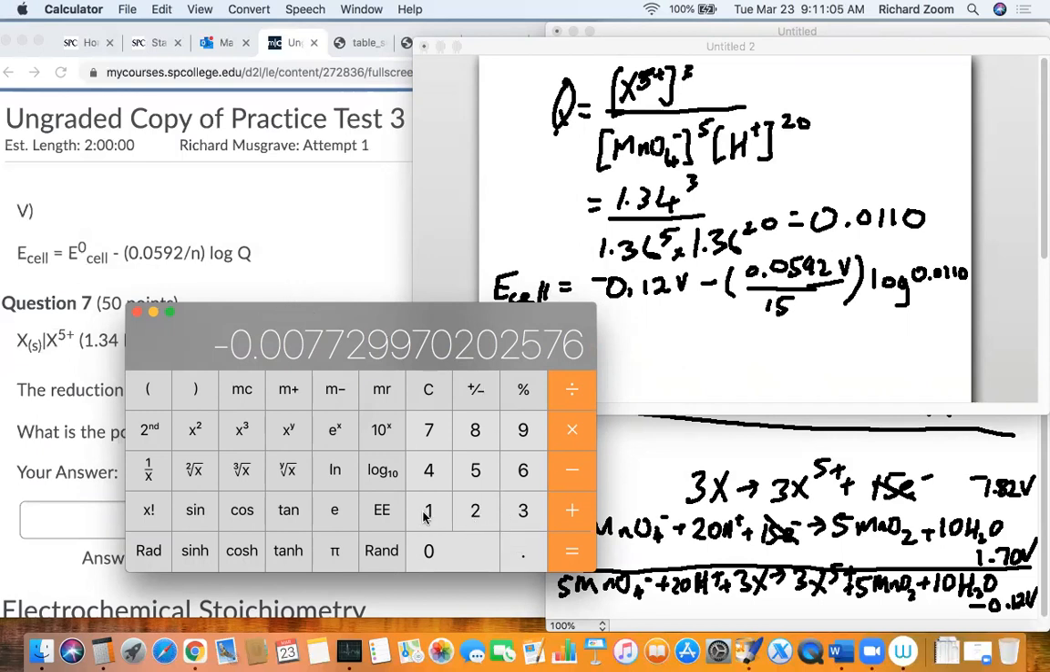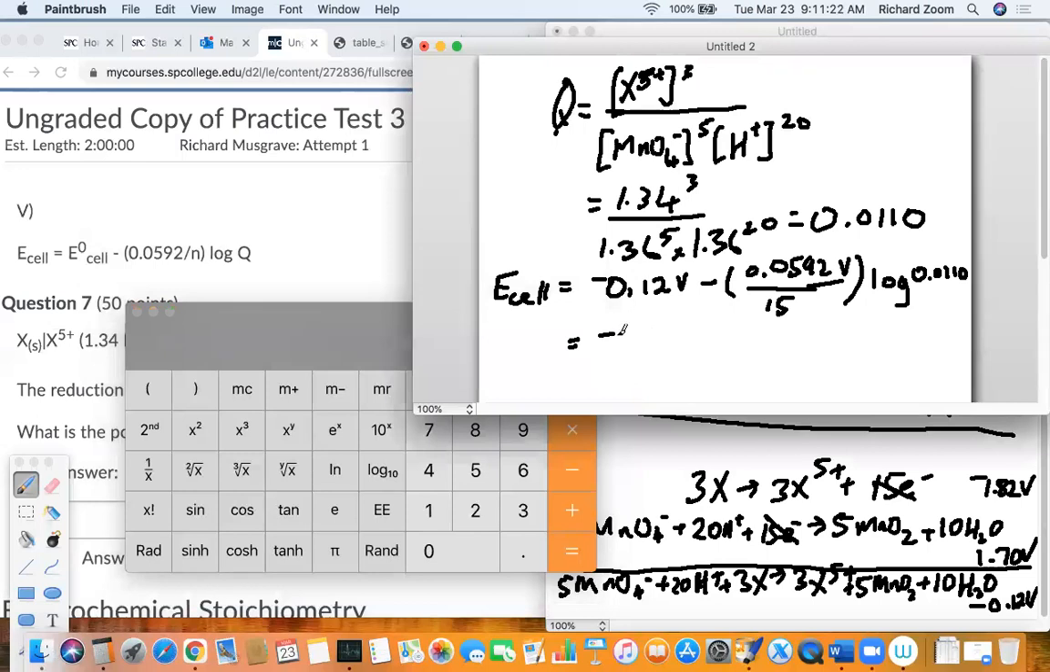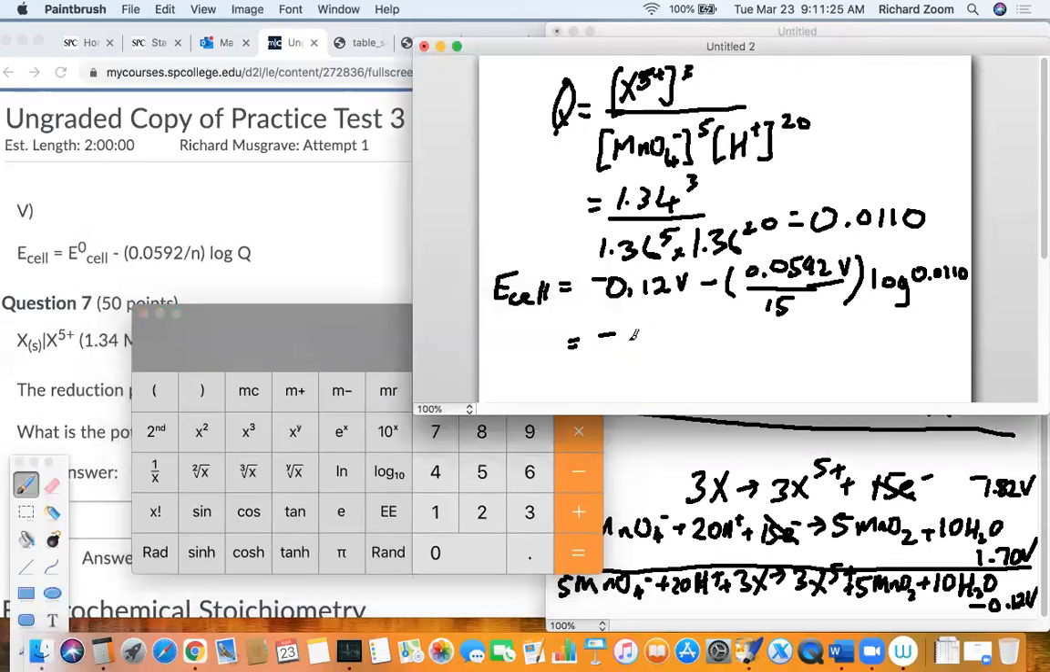Okay, so let's see. So it'd be negative 0.12, and there's your plus-minus there, and it'd be plus 0.0077. And the answer is going to come out to be negative 0.11 once we take significant figures into account. So this entire thing here was negative 0.0077. Does anybody have any questions?